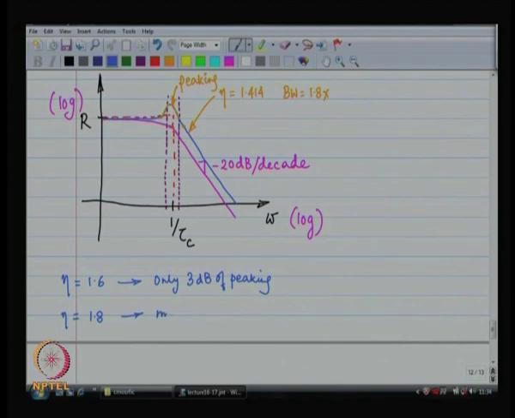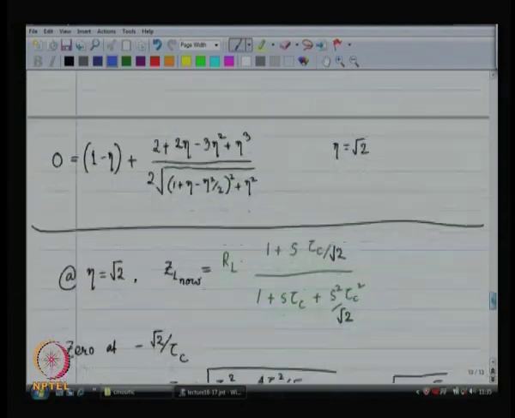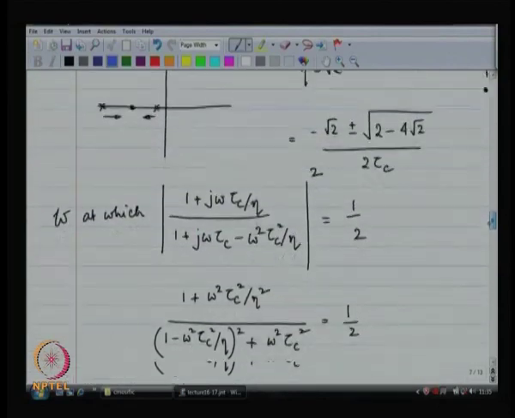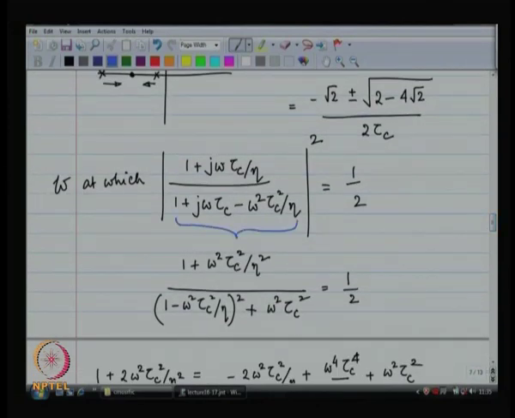Eta equal to 1.8 gives maximally flat. What is maximally flat? Maximally flat is like Butterworth. Butterworth response is maximally flat. So, when the denominator polynomial magnitude squared is of the form 1 plus omega by omega naught whole power 4 in case of second order, that will give me maximally flat. Our current magnitude squared looks like this.